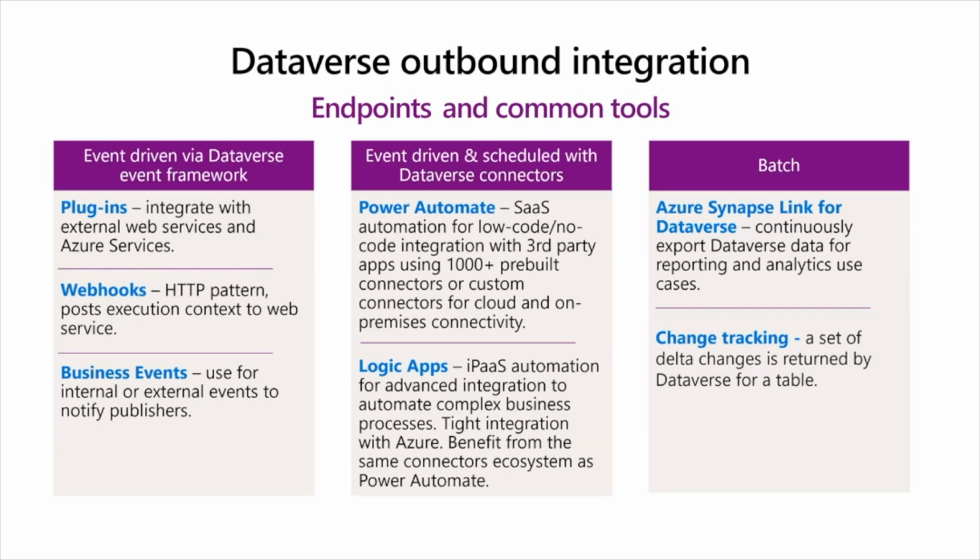It's good to mention here that the Azure Synapse link service uses the change tracking feature of Dataverse. Change tracking provides a way for you to keep the data synchronized in an efficient manner by detecting what data has changed since the data last synchronized. When you're retrieving data with change tracking, a set of delta changes will be returned by Dataverse.